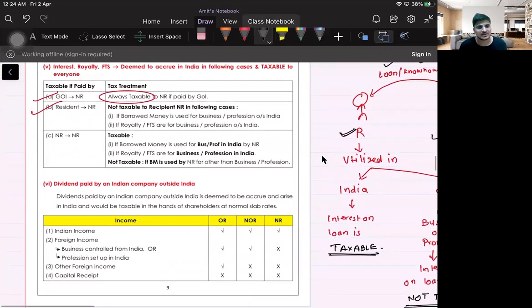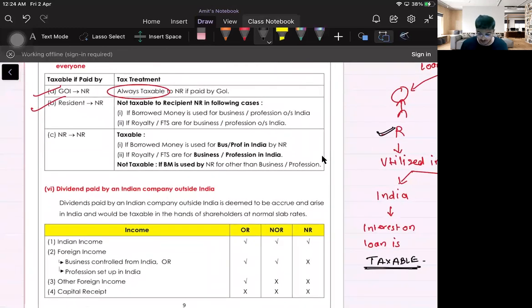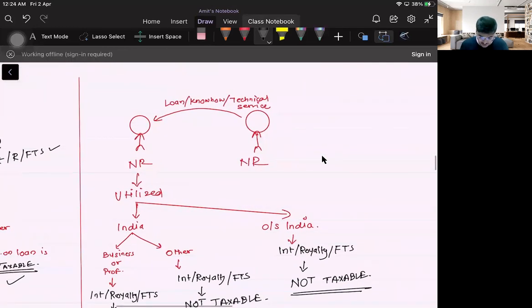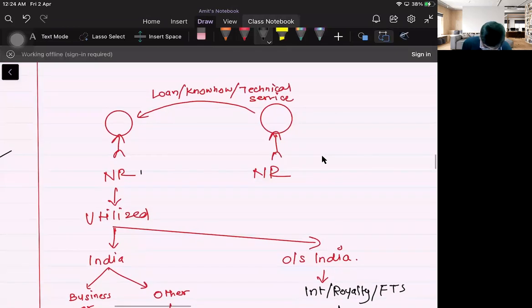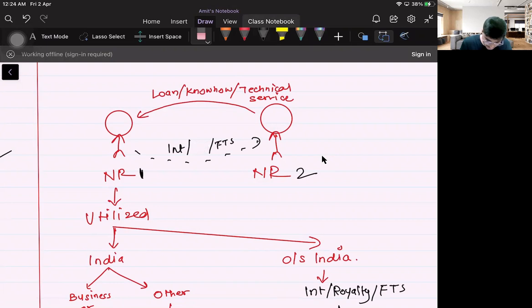Abhi point number 3 ki baat karta hu, non-resident to non-resident payment hoga. Non-resident to non-resident mein kya ho raha hai? Either there is one non-resident 1 and here non-resident 2. Non-resident 2 is giving loan or know-how or a technical service to non-resident 1. Now, he will pay some amount to non-resident 2. So it can be interest, it can be know-how, or it can be fees for technical service. Okay, know-how, I can say royalty.